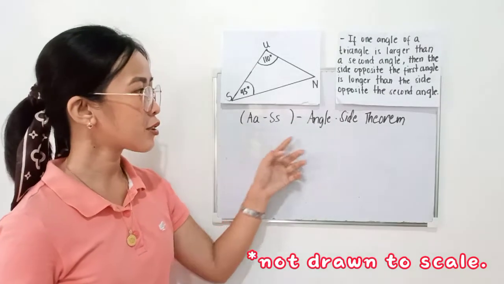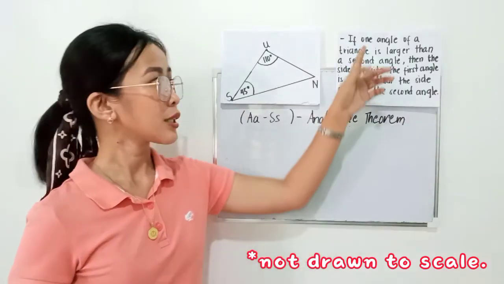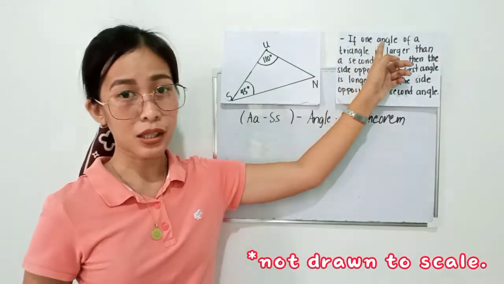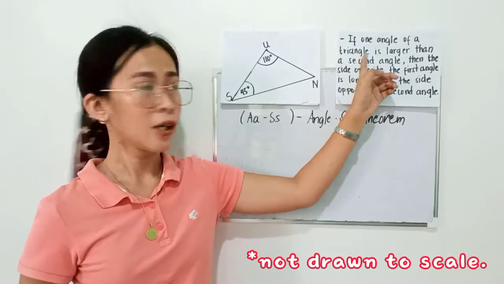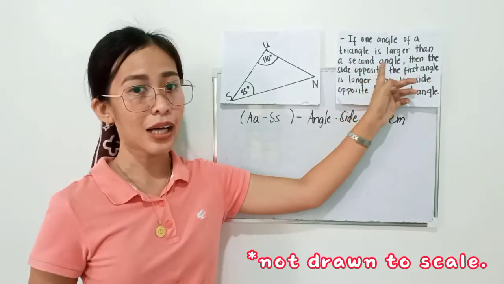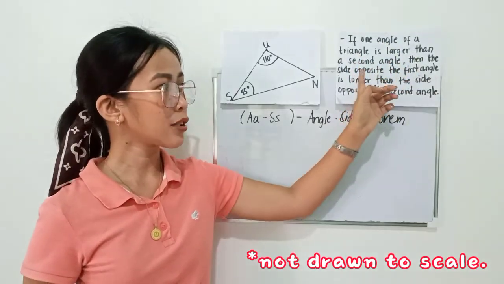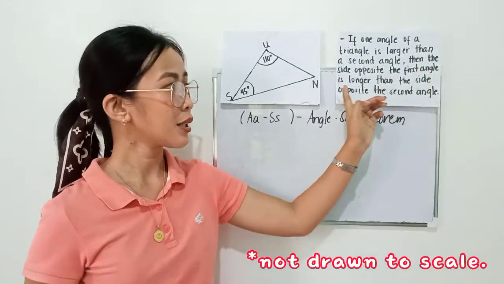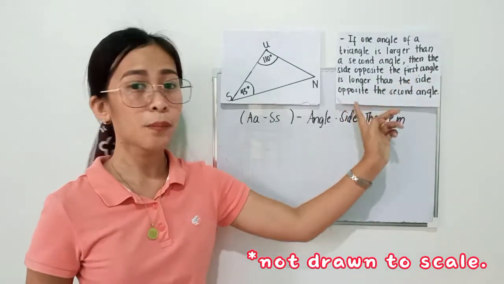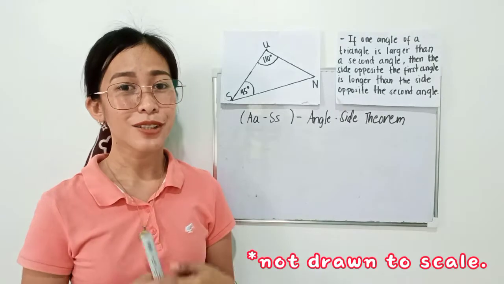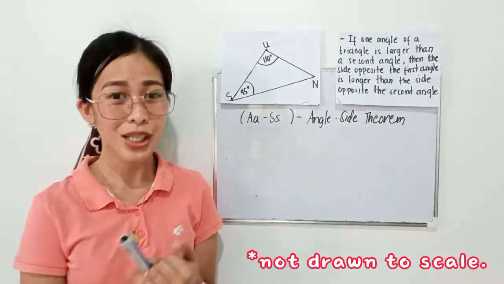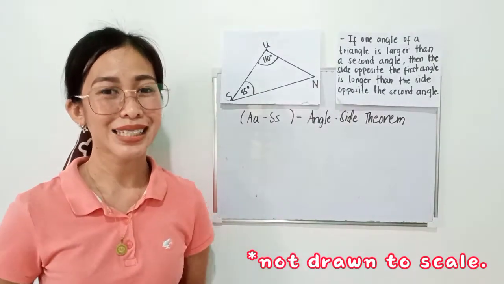Okay? The angle side theorem states that if one angle of a triangle is larger than a second angle, then the side opposite the first angle is longer than the side opposite the second angle. Okay, that's a bit long. It's still a bit confusing, but we will go through it one by one.